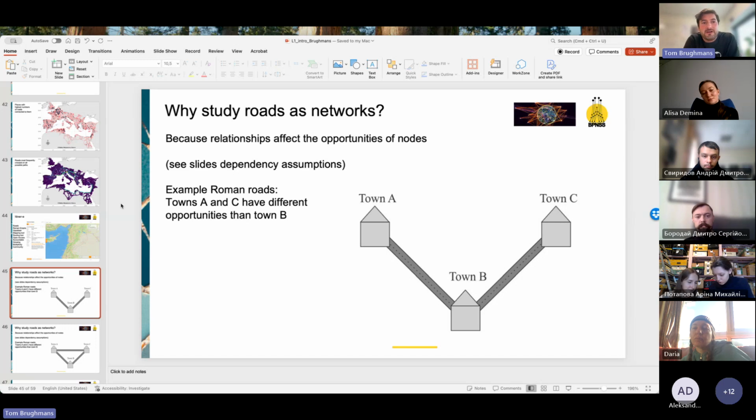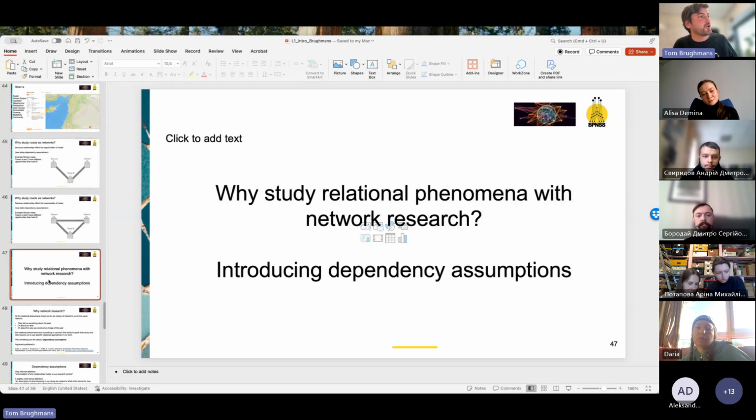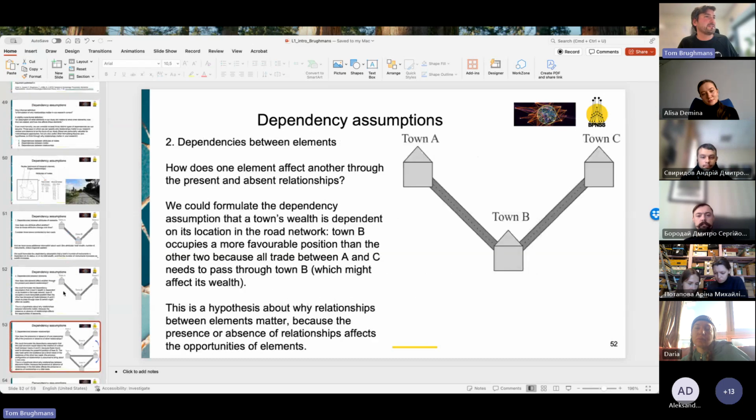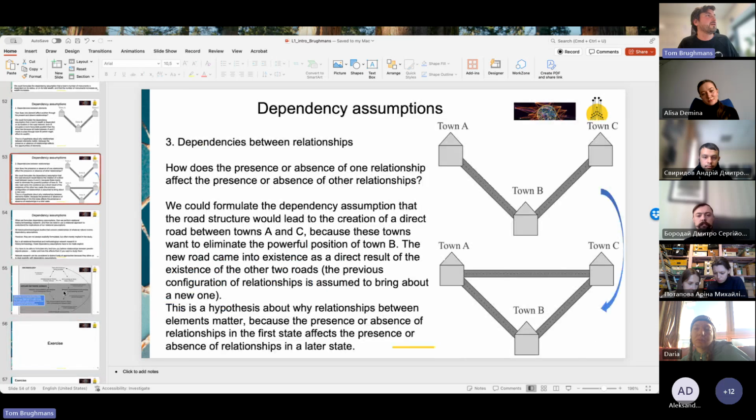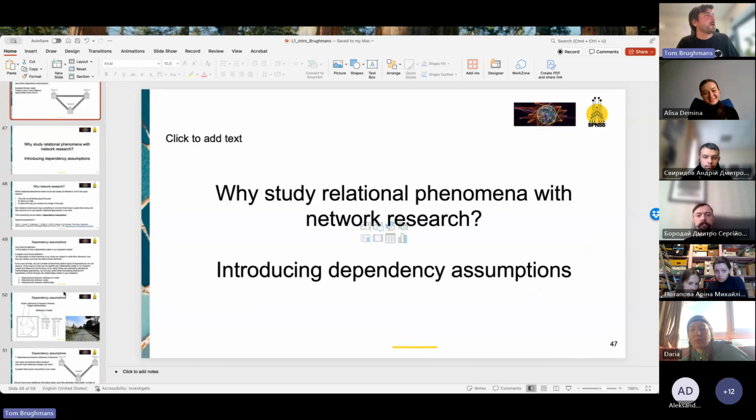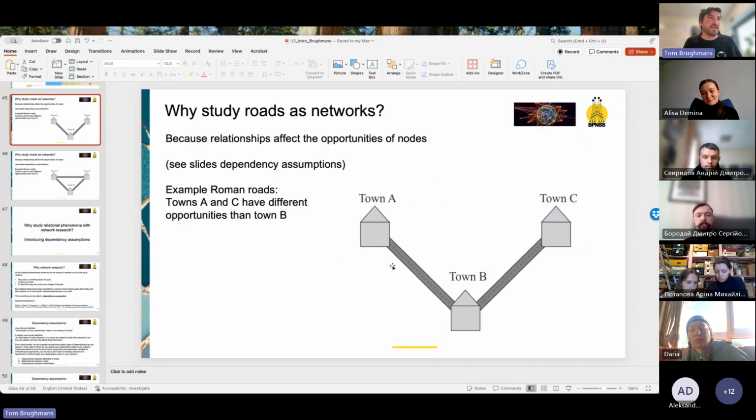So in archaeological network research, we do that by formulating dependency assumptions. These are basically our theories about why relationships matter. Why are relationships important for this road? Well, it's because of this theory, right? I'm not going to explain this in detail, but if you want to know more about dependency assumptions, really the theory behind archaeological network research, I've got all of the slides for you here. And read the book. But I'll just give you an example of this for the case of Roman roads.